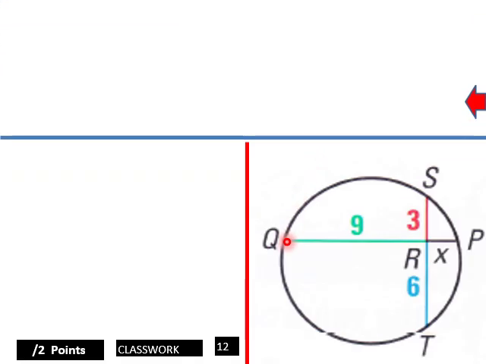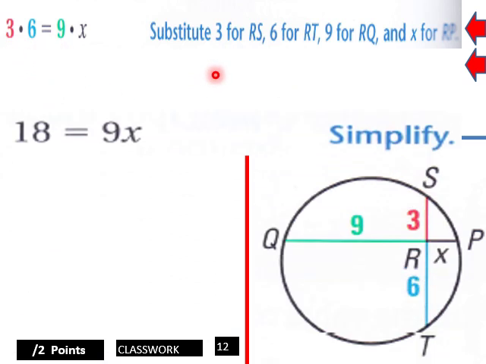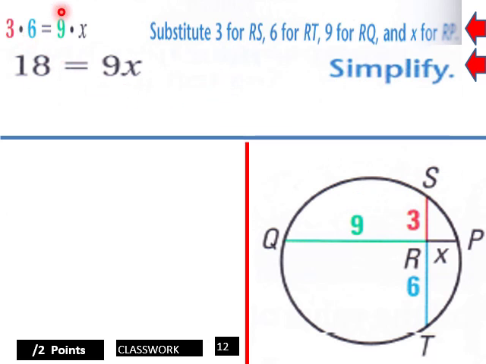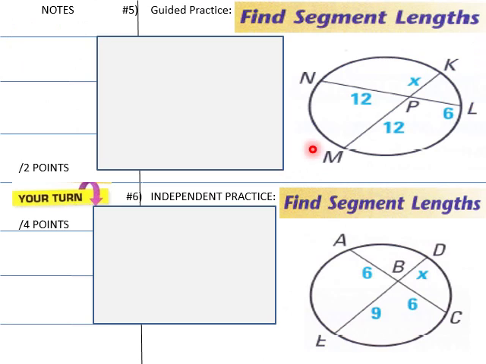So since we know that, we now can solve for x. 3 times 6 equals 9 times x. So when we do our arithmetic, we get 18 equals 9 times x. Then we solve for x. X equals 2. So x would equal 2 in that situation.